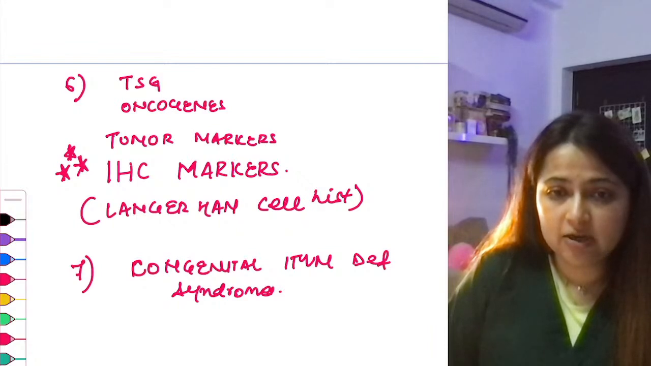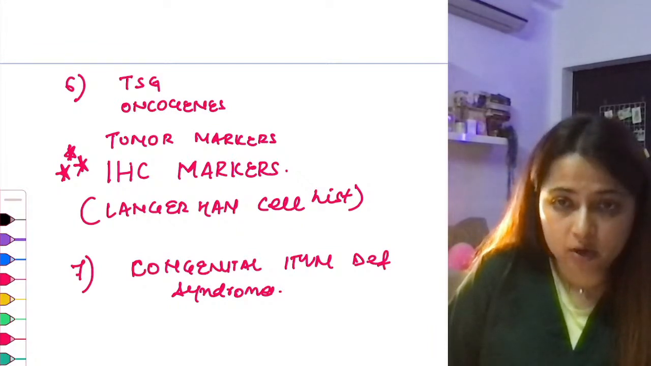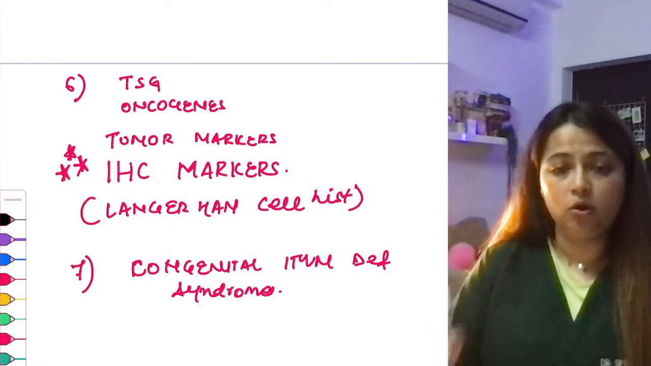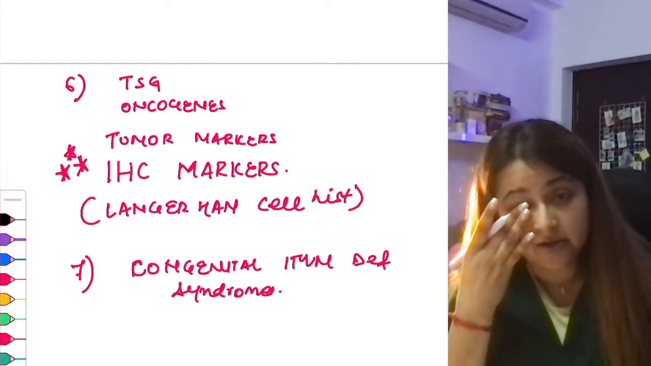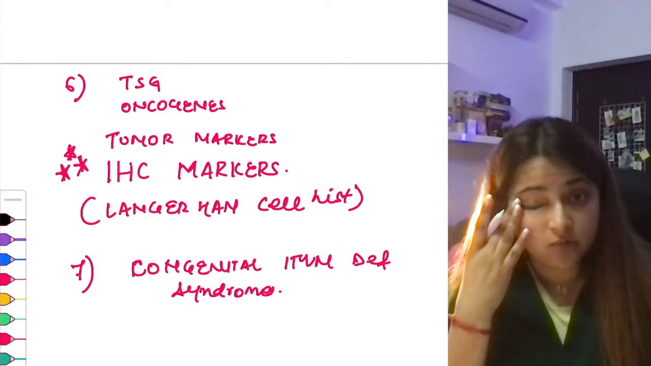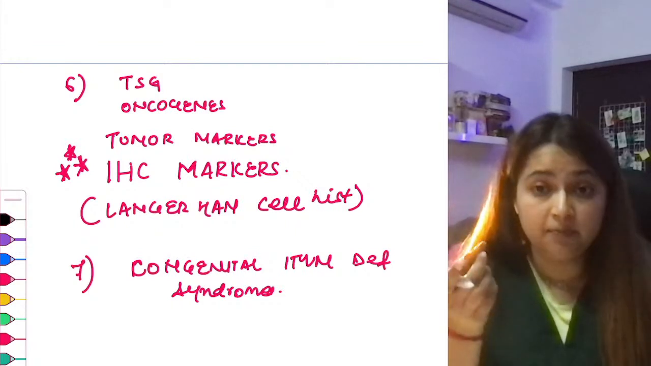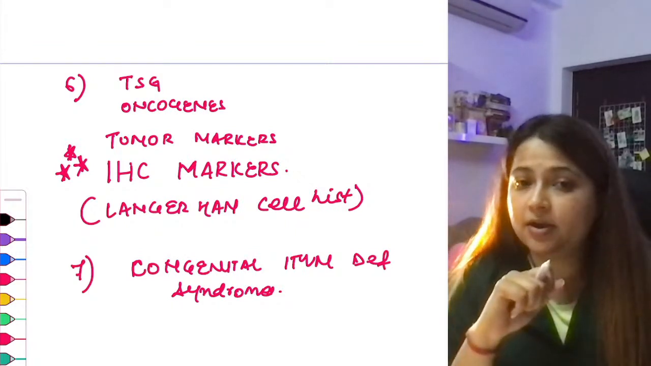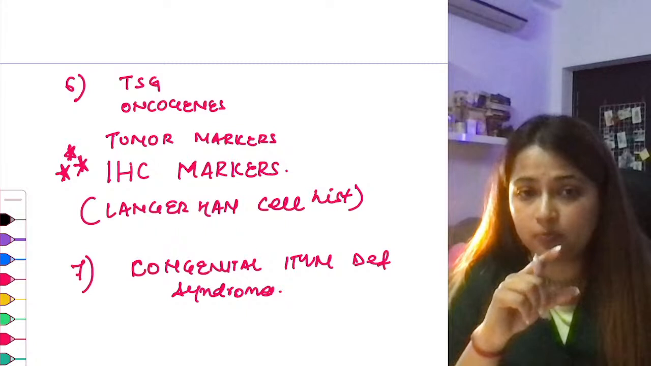So these types of congenital immunodeficiency syndromes are very, very important. Know about all of them, like ataxia telangiectasia, then Wiskott-Aldrich, with thrombocytopenia and eczema. Very, very important hints regarding all of these are given in First Aid. So please give a reading.